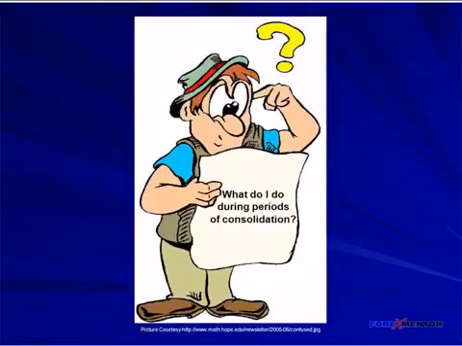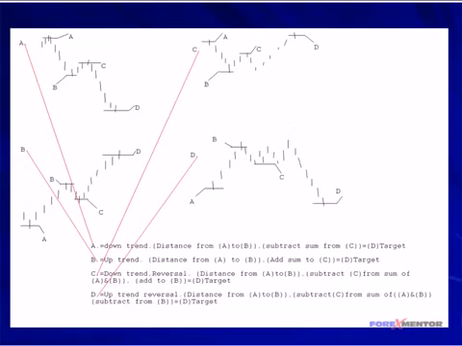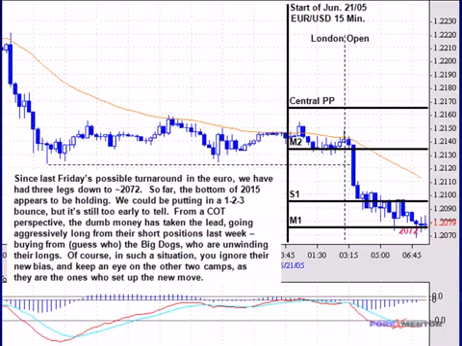Welcome, friend. A question you probably have by now is what to do during periods of price consolidation. And of course, I'm talking about these price patterns: downtrend continuation, downtrend reversal, uptrend continuation, and uptrend reversal. And I'm referring to these stale periods in here. Let's look at some examples.